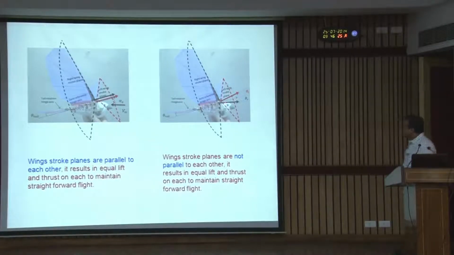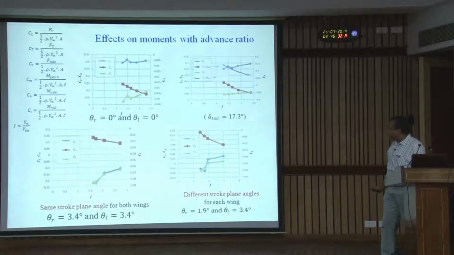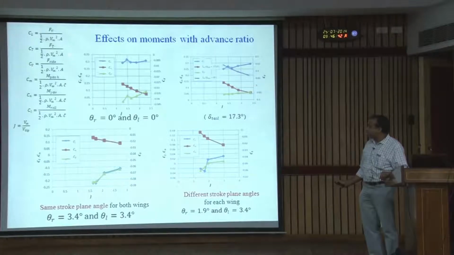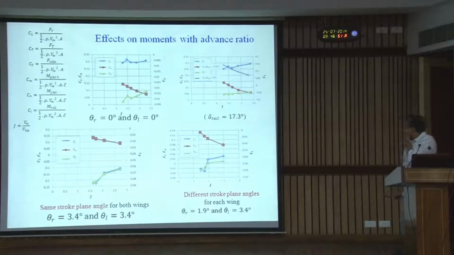Now with this model, we did force measurement experiments in the NAL tunnel. These are the lift coefficient, thrust coefficient, and this is the side force. This was a 6-component balance where you can measure all three components of forces and moments. So Cm is the pitching moment, Cn is the yawing moment, and Cl is the rolling moment.